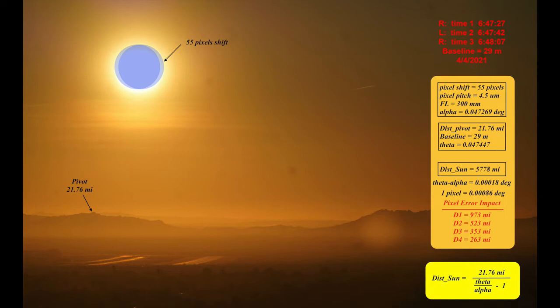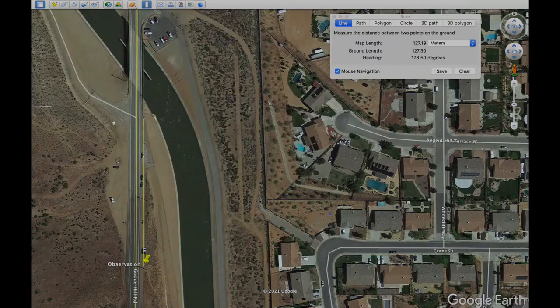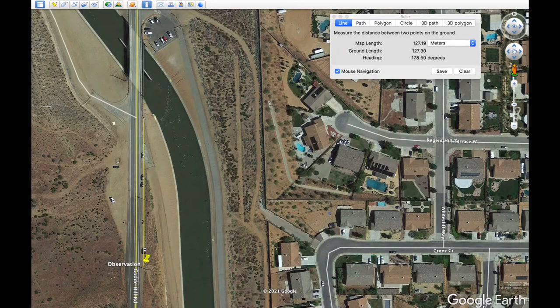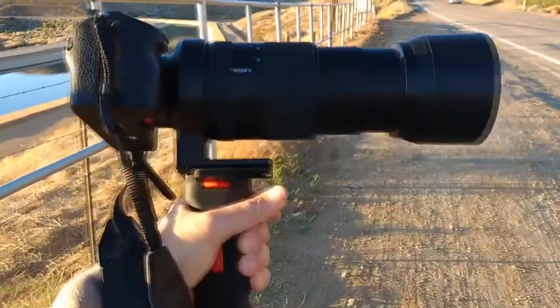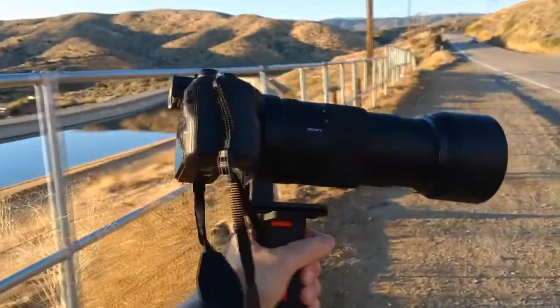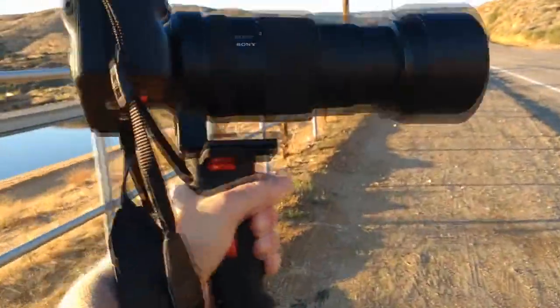So I thought, okay, the simplest thing I can do is increase the baseline. For the second experiment, things turned out much better. And the reason is I increased the baseline to 127.2 meters, and that made all the difference. That's my weapon, man. My weapon against reality.